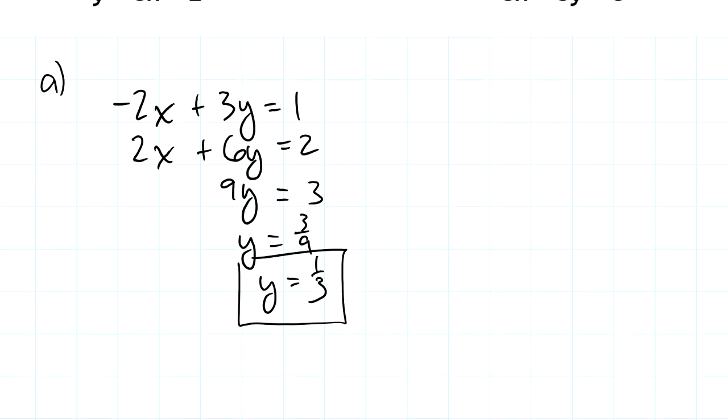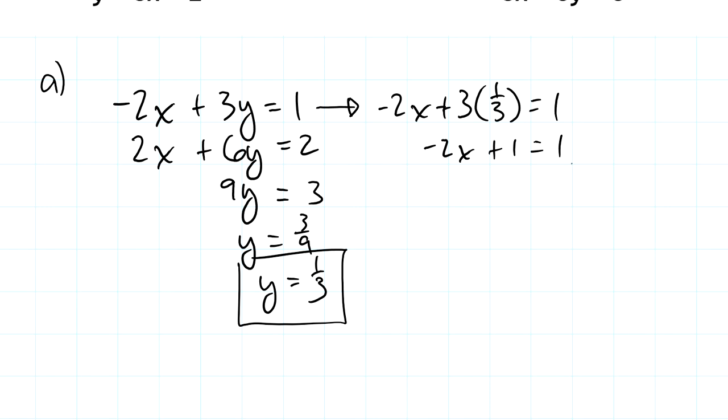Now we need to figure out what x is. Well, there's a couple ways, right? I like the top equation, so I'm going to use that. It says negative 2 times x plus 3 times y, which is 1/3, is 1. Well, 3 times 1/3 is convenient because that just becomes the number 1. So this is negative 2x plus 1 equals 1. If I subtract 1 from each side, negative 2x is 0. Don't forget it's a 0. And dividing 0 by negative 2 is not a problem, right? 0 divided by negative 2 turns out to be the number 0, so x is 0.